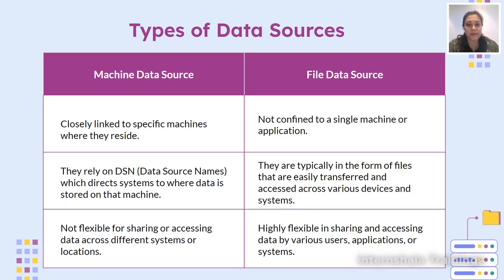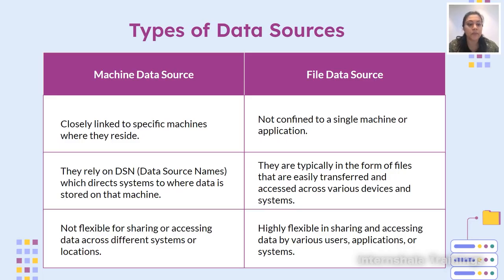When I talk about machine data source, they rely on DSN, which is data source name. Because it is a machine, it should have a particular name inside which that particular data is stored. That is called the DSN, okay? File data sources don't have any DSN because they're typically in the form of files that are easily transferred and accessed across various devices and systems. So in short, machine data source is not easily transferred to other machines, but file data source can be easily transferred and shared to multiple devices.